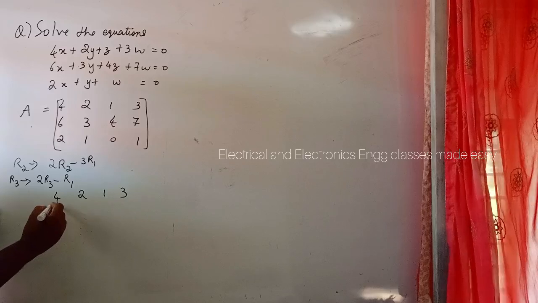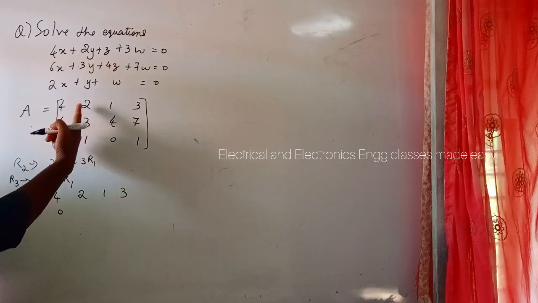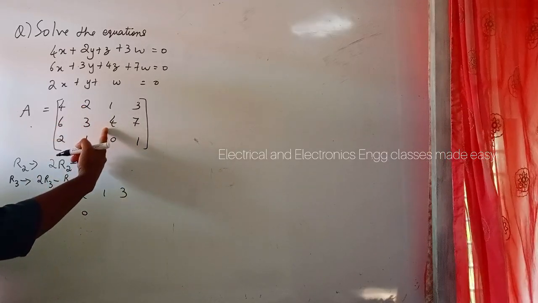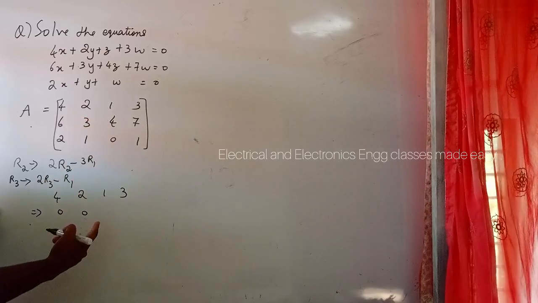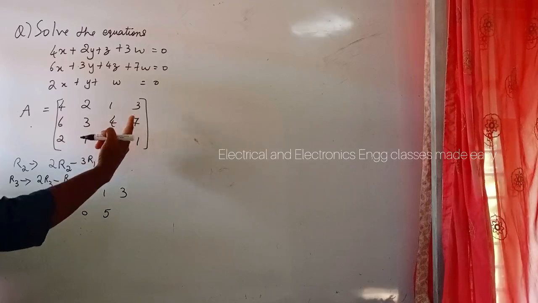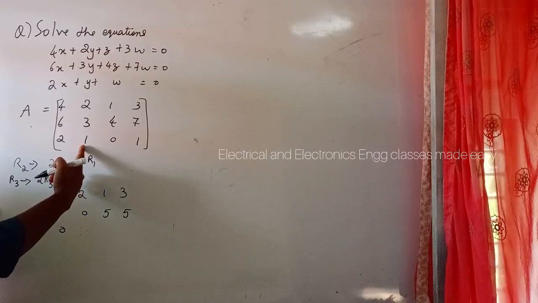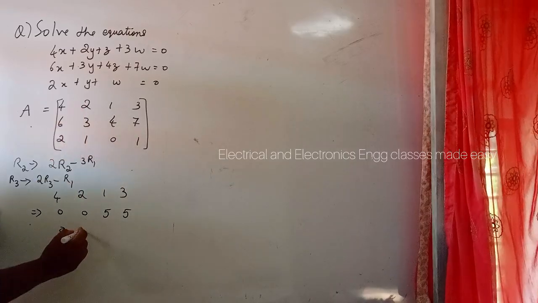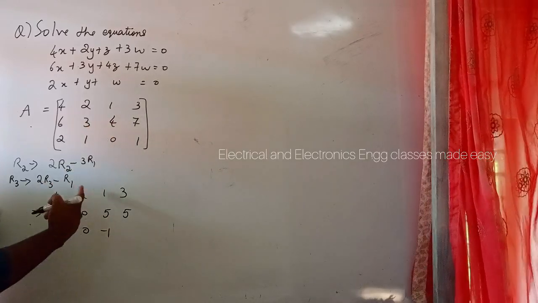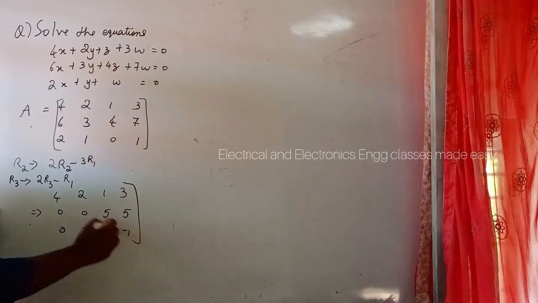Then here we will get 0. Then 2R2, that is 6 minus 6, that is 0. Then 8 minus 3, that is 5. Then 14 minus 9, that is 5. Then here 0. Then 2 minus 2, 0. Then 0 minus 1. Then 1 into 2, 2 minus 3, that is minus 1.